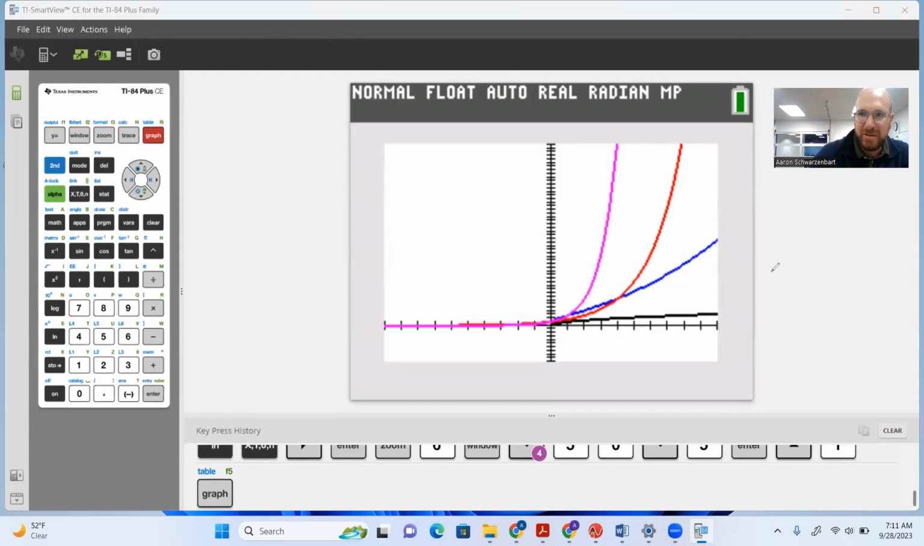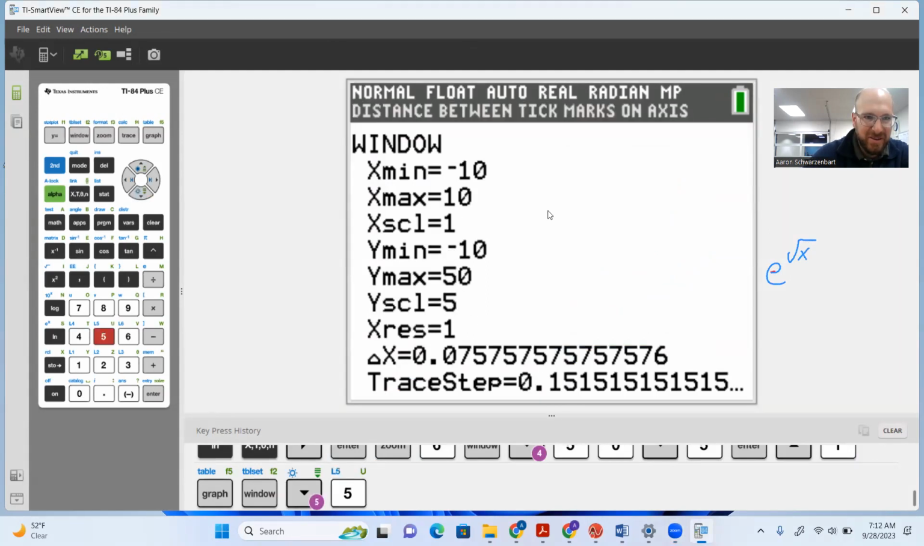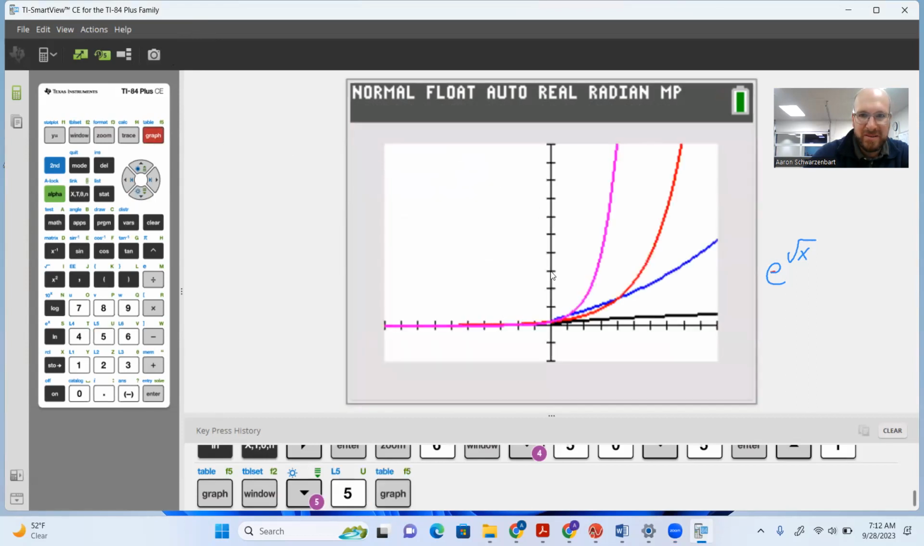My blue one, e to the square root of x, is starting to look exponential as I go on. I don't like how many lines there are. So when I talk about changing the scale on the window, if I change my Y scale to 5, this one wasn't too terrible. They're a little less cramped together and I can see all of them.